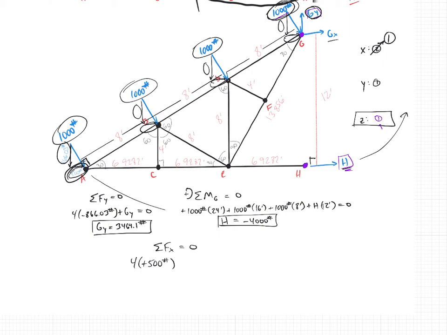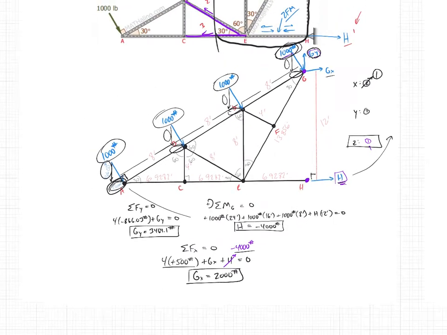Okay. I've got GX plus H equals 0. Right? So I want to plug in for H that negative 4,000 pounds. Okay? And once I do that, I get 2,000 here. I get negative 4,000 there. And so if I solve all this, I get GX equals 2,000 smackaroonies. Right?